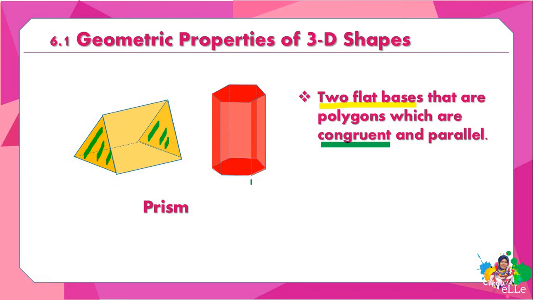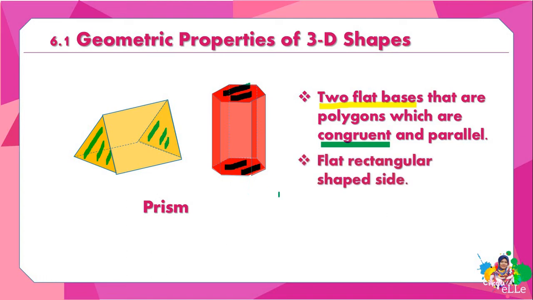Okay, for this one, the two flat bases are here. It must be polygon, which are congruent and parallel. Then it has flat rectangular shaped sides. Alright, so this prism has flat rectangular shaped sides.